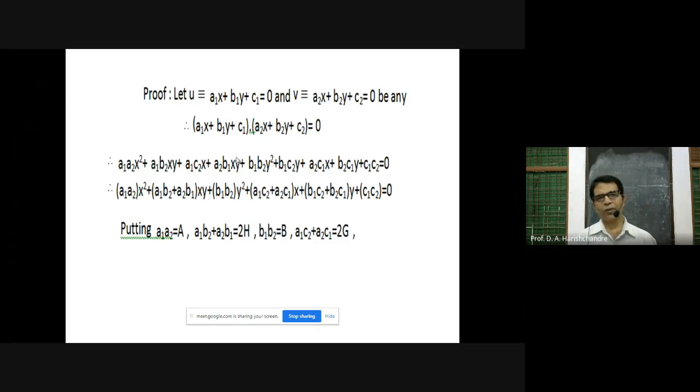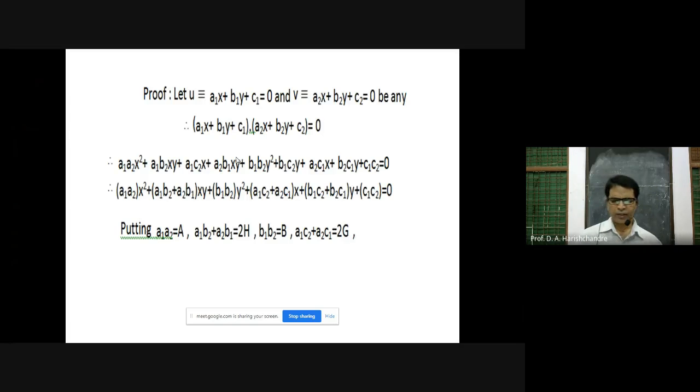Now, if you are taking any two lines in the plane, how to find their joint equation? That is already known to you. From the first theorem in this chapter, we know that if you are taking the separate equations of any two lines, to obtain their joint equation, simply you have to take the product of the equations of the separate lines. Ultimately, you are getting their joint equation. So by that logic, the joint equation of the lines u and v is given by a1x plus b1y plus c1 into a2x plus b2y plus c2 is equal to 0.